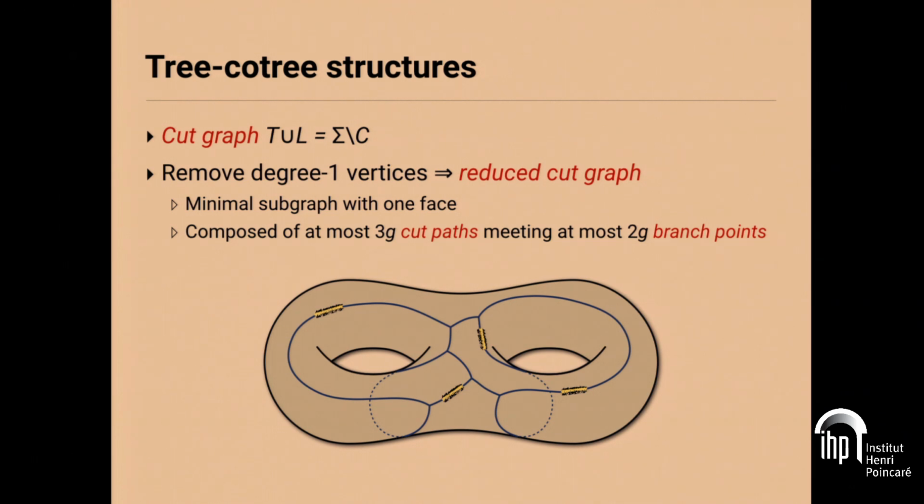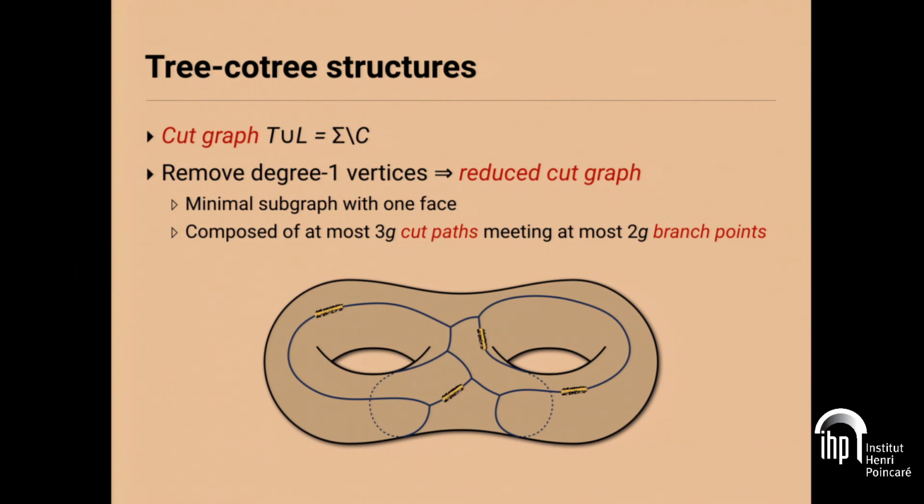Now, a cut locus defined this way tends to have lots of hair. It tends to have lots of vertices of degree 1, things that are branching off that I haven't drawn in the picture. If you remove all these degree 1 edges, if you shave the cut locus, recursively remove all the hair, then you get what I like to call a reduced cut graph. It's something that looks like the picture on the screen.